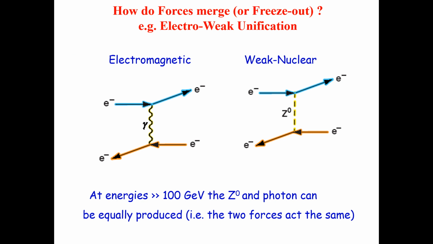So how do forces merge or freeze out? It's a question, and people have even won a Nobel Prize for the unification of the forces. So how do we answer the question of how forces merge or freeze out? For example, the electroweak force. Here you can have a clear look at the diagram. On the left hand side, we have the diagram for the electromagnetic force.